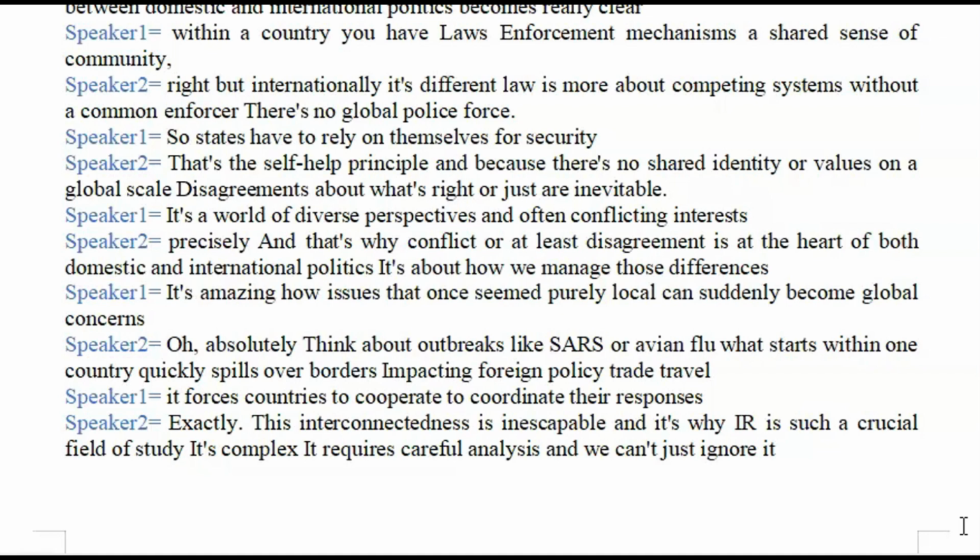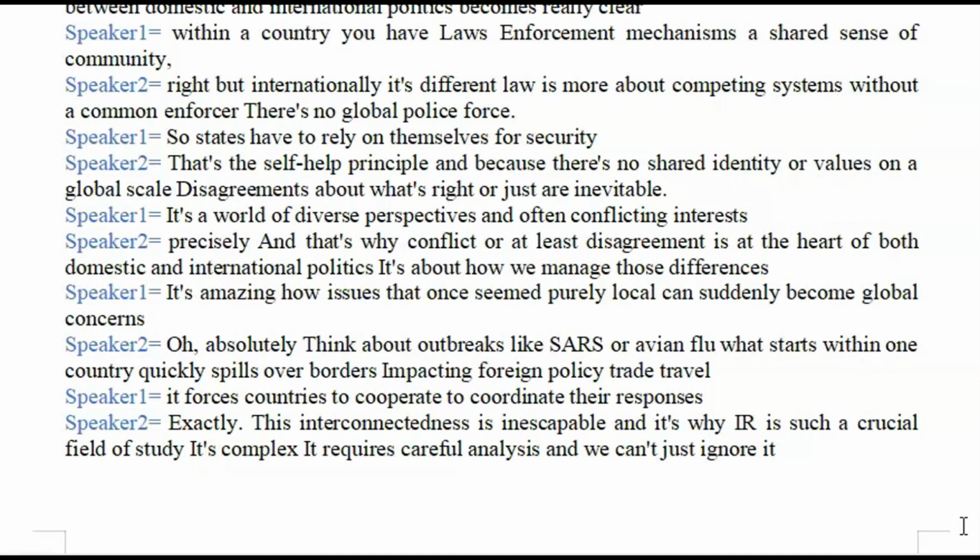It's amazing how issues that once seemed purely local can suddenly become global concerns. Oh, absolutely. Think about outbreaks like SARS or avian flu. What starts within one country quickly spills over borders, impacting foreign policy, trade, travel. It forces countries to cooperate, to coordinate their responses. Exactly. This interconnectedness is inescapable. And it's why IR is such a crucial field of study. It's complex, it requires careful analysis, and we can't just ignore it.